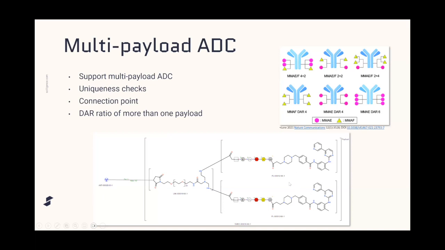And down here, I have an example of what we're working on. I'm trying to support multi-payload ADCs. As you can see in this example, similar to the one I mentioned earlier, we have the antibody, we have our linker, only this time we have two of the same payload connected to the linker by distinct connection points. So we're working hard on trying to develop software and informatics capabilities that allow the scientist to move forward with this next generation of therapeutics.